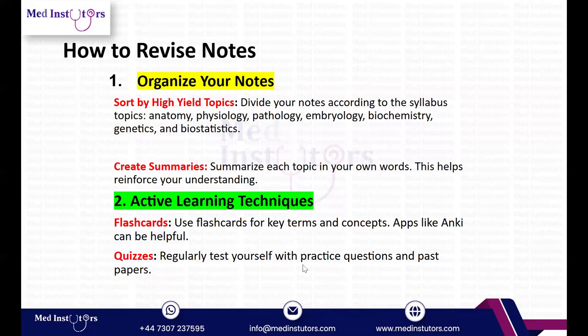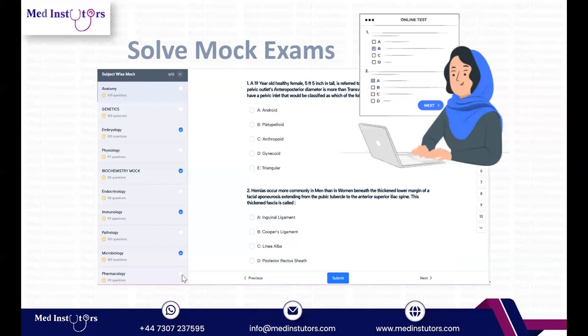Quizzes are very important. Regularly test yourself with practice questions and past papers. So if you do not have organized content, we have a solution for that. We have online mock exams. We have separate mock exams for each module. As you can see here on the left side, we have a separate mock for anatomy and all the modules. Then at the end, we have 3 combined mock exams, which look exactly like your exam. If you solve these mock exams, that would help you to assess yourself. And once you know your weak areas, you can work on them.